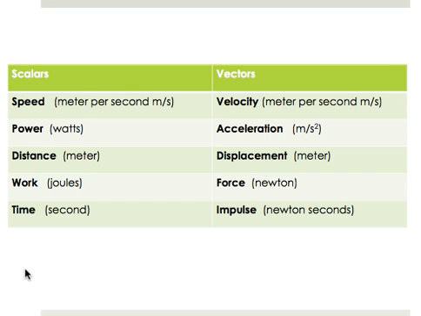So these are examples of some scalar and vector quantities. Scalar quantities include speed, power, distance, work, and time. These quantities have only size, or in other words magnitude. On the other hand, vector quantities include velocity, acceleration, displacement, force, and impulse. These are vector quantities because they have both magnitude and direction. Displacement and distance use the same unit, which is meter, but displacement has direction and so is classified as a vector.